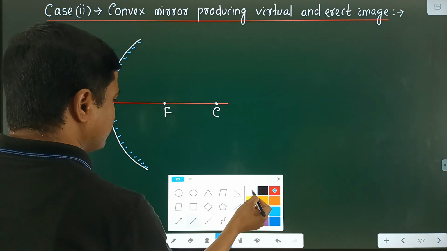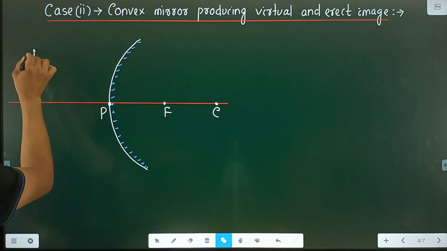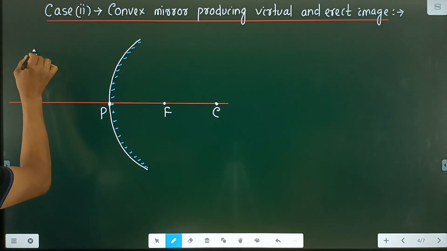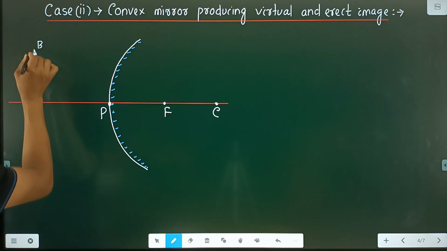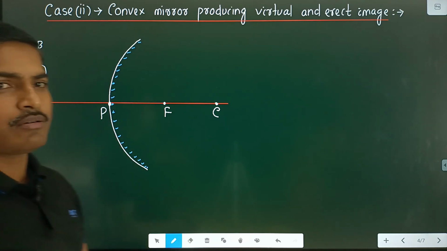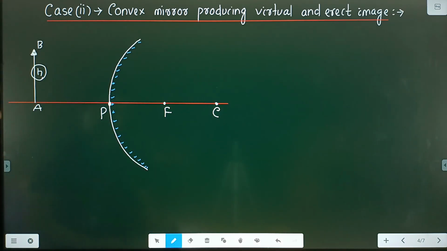An object is always situated in front of the mirror. Suppose this one is the object. For the object height, we write AB, and for AB we write h. Clear? You know that. Now, we draw two incident rays from the point B.